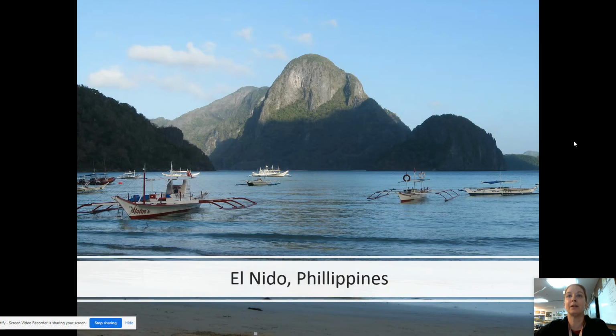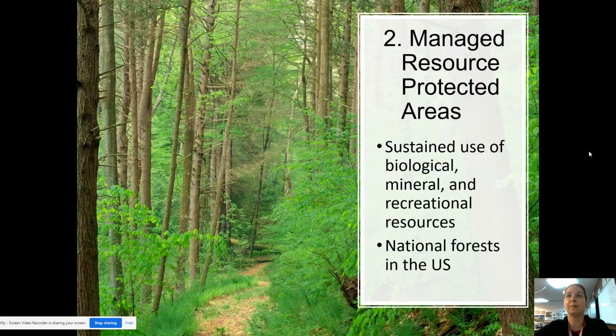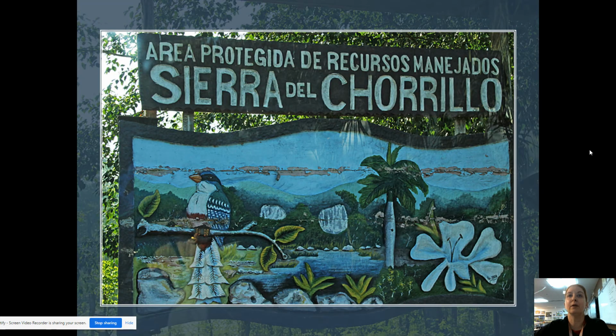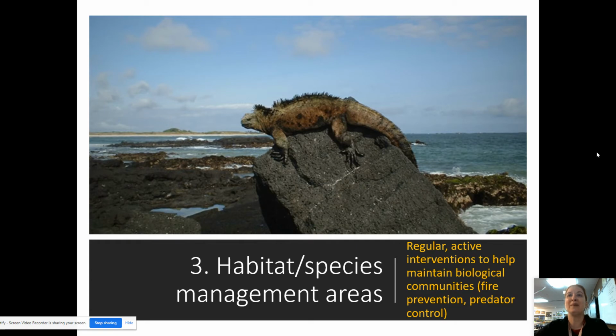Here's another example of a national park. Wrong way. There we go. More pictures. Look at him. He's so cute. Number 3 is habitat or species management areas. So these are regular active interventions to help maintain biological communities. So maybe they'll help with fire prevention or predator control because they're trying to help some critters survive or some habitat survive so then the critters can live in that habitat.